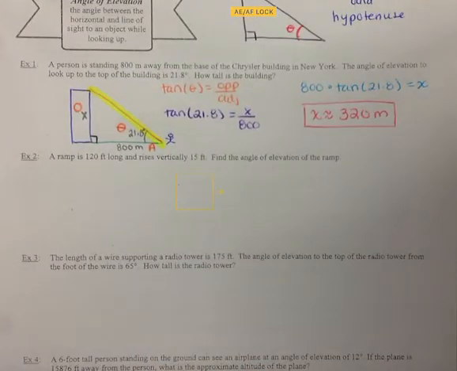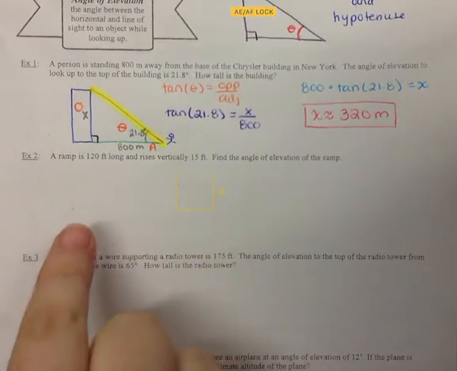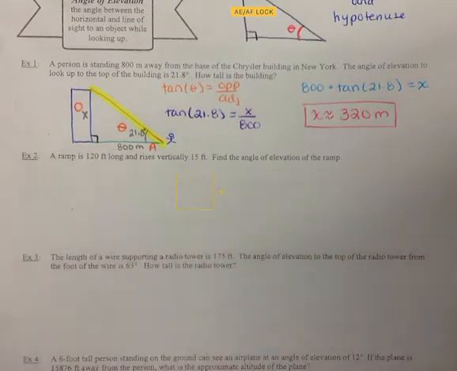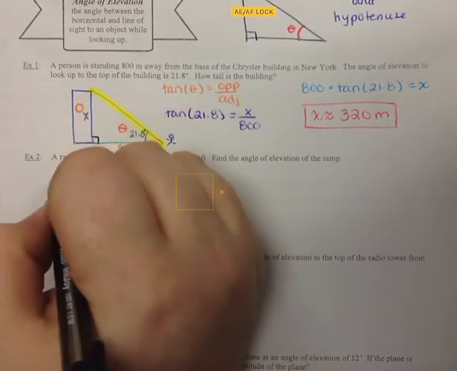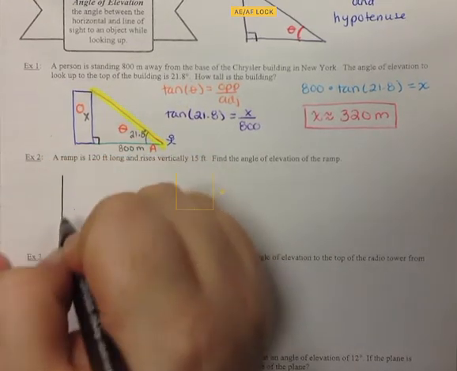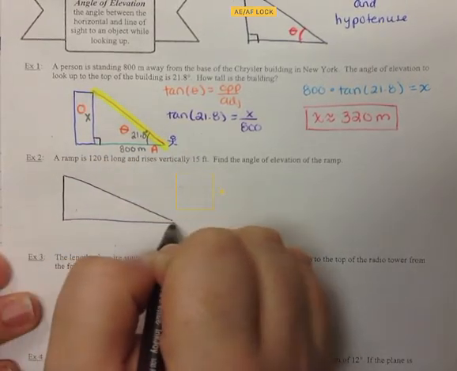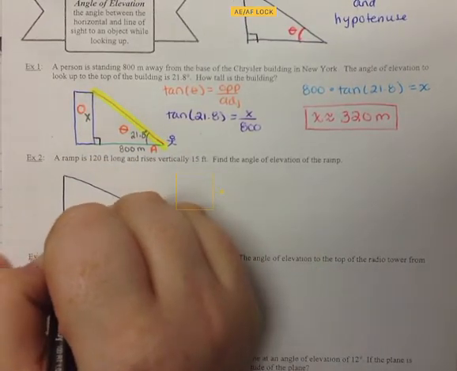Example 2 says a ramp is 120 feet long and rises vertically 15 feet. Find the angle of elevation of the ramp. It says it's rising vertically, that's going up, and it's a ramp. If you're trying to go up a ramp, you're going at a diagonal. So we can draw a picture. We have a vertical, we have a ramp, and it has to be on the ground as well. So now we're going to have a right triangle.